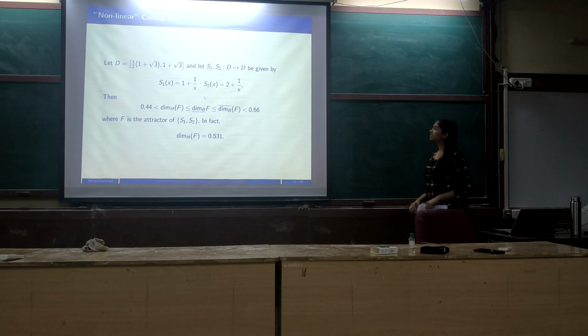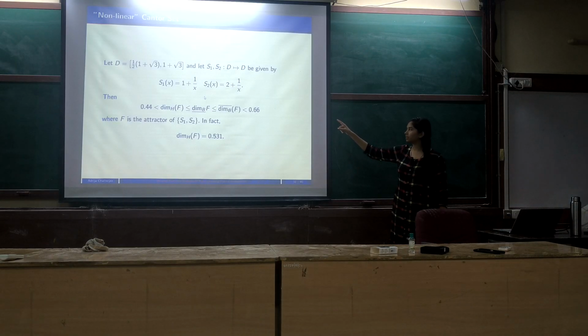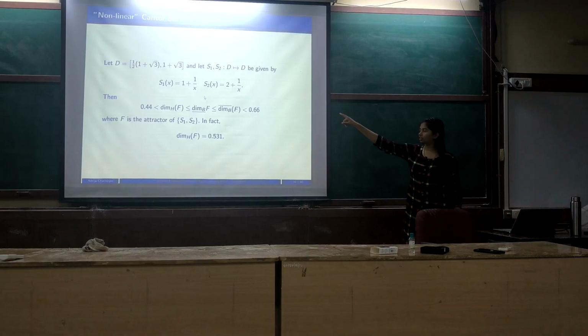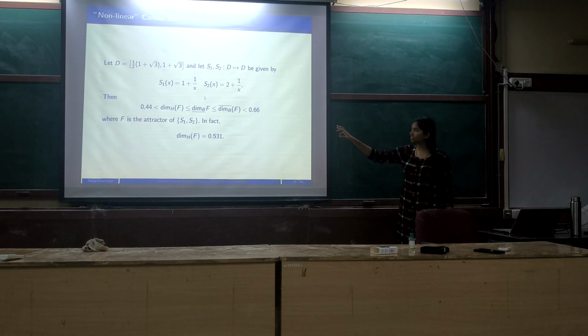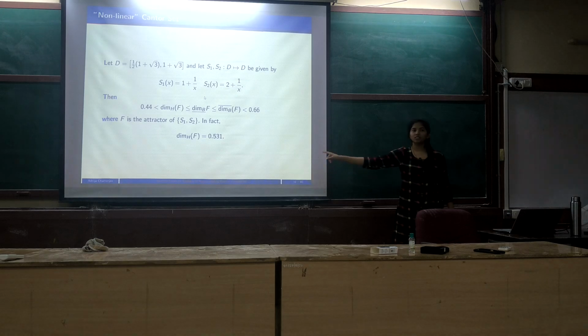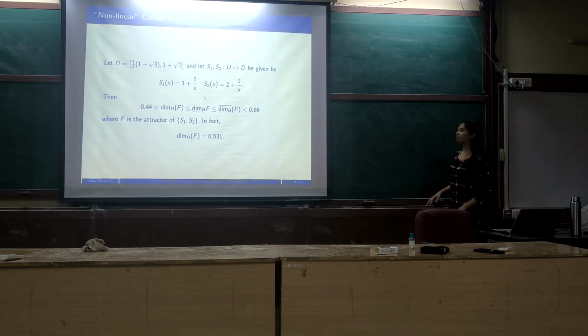Okay, so firstly what the theorem says is that you have a set and you keep on applying the transformations 1 plus 1 by x and 2 plus 1 by x on this set D, which is an interval, and this implies that the dimensions will be bounded by 0.44 and 0.66. We already saw a way of bounding the dimensions by a lower dimension and an upper dimension, which was given by summation bi power s equal to 1 and summation ci power s equal to 1. So we try to do that here.